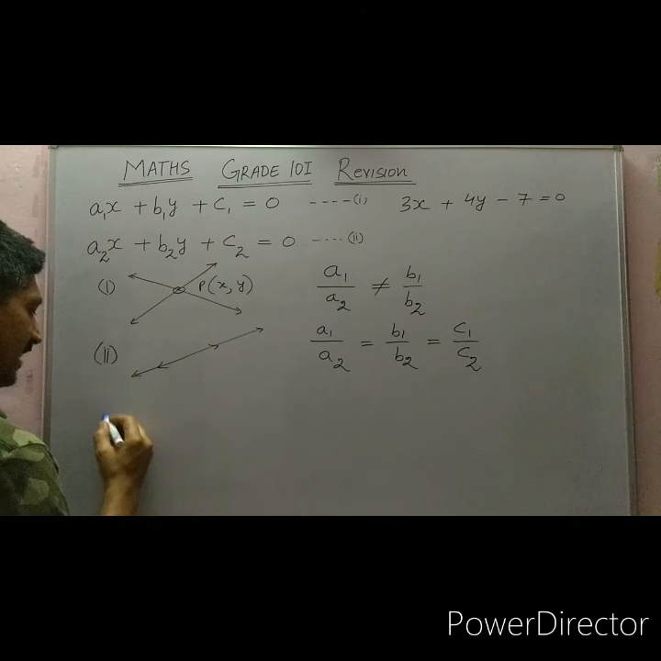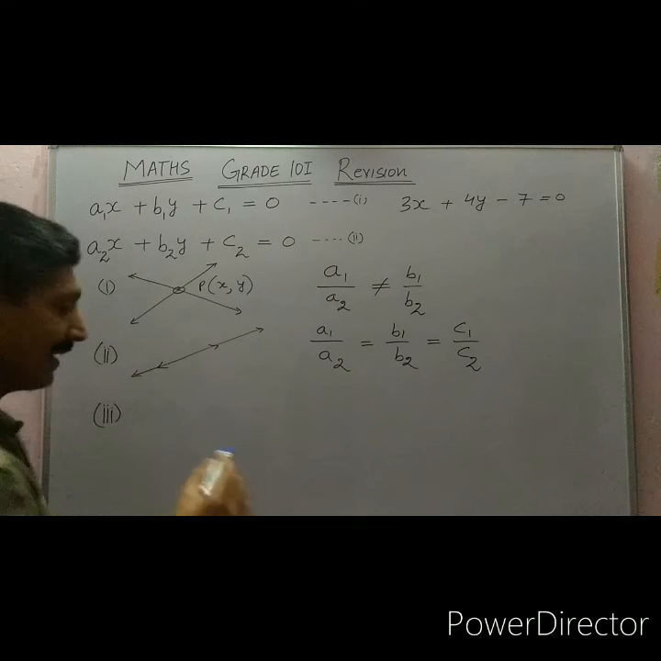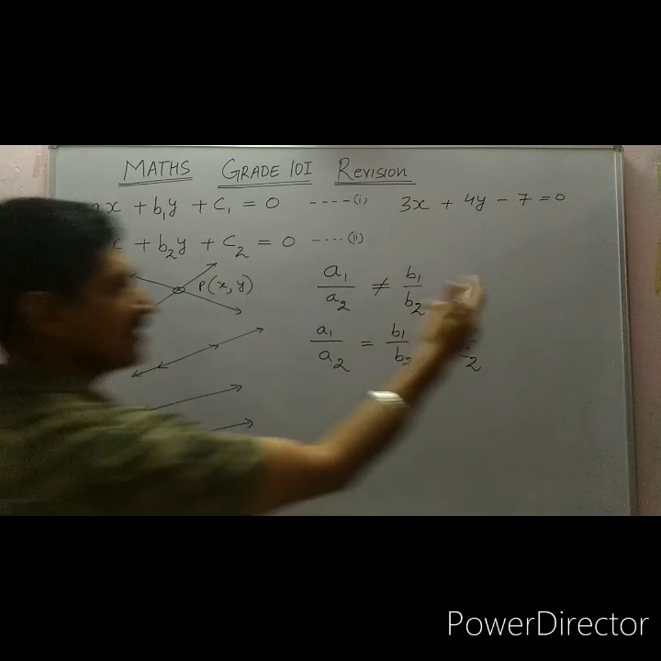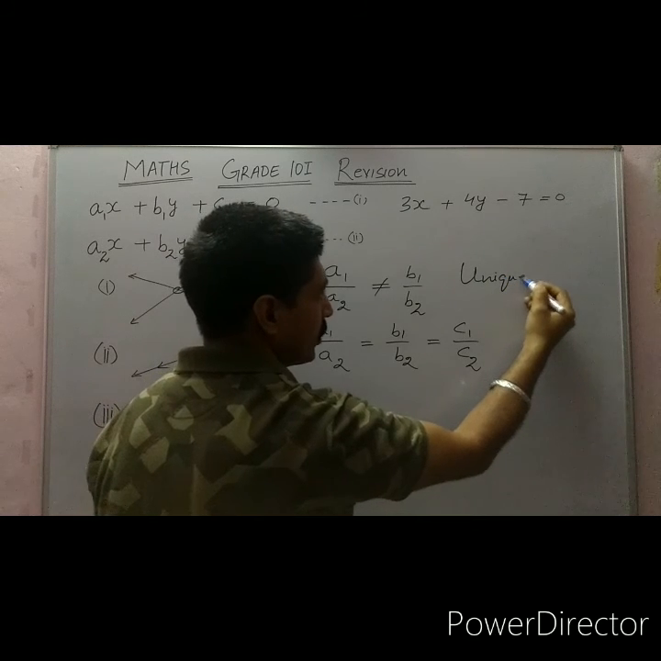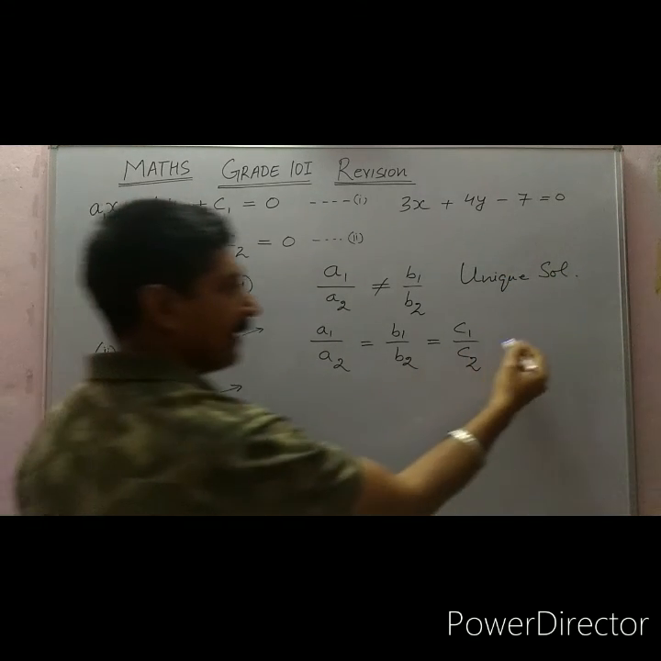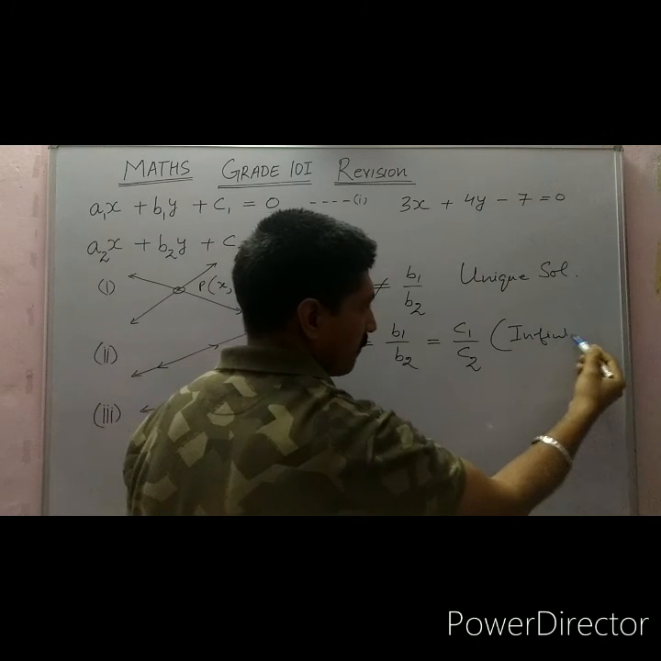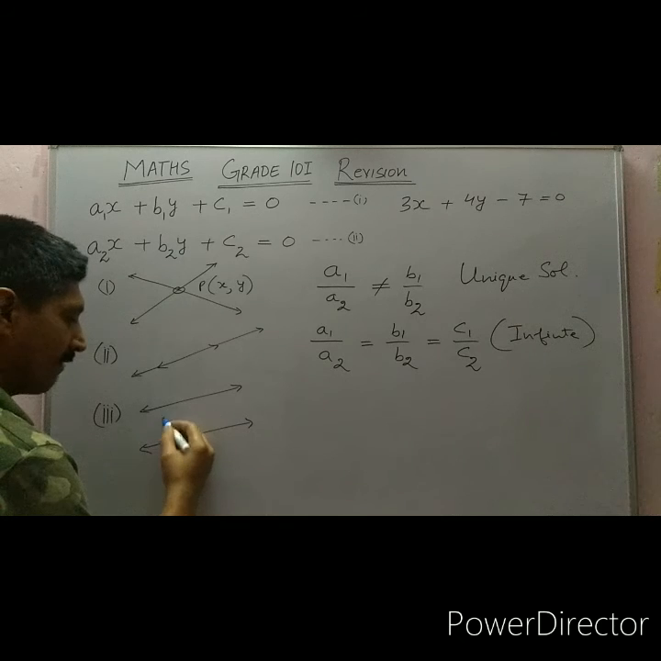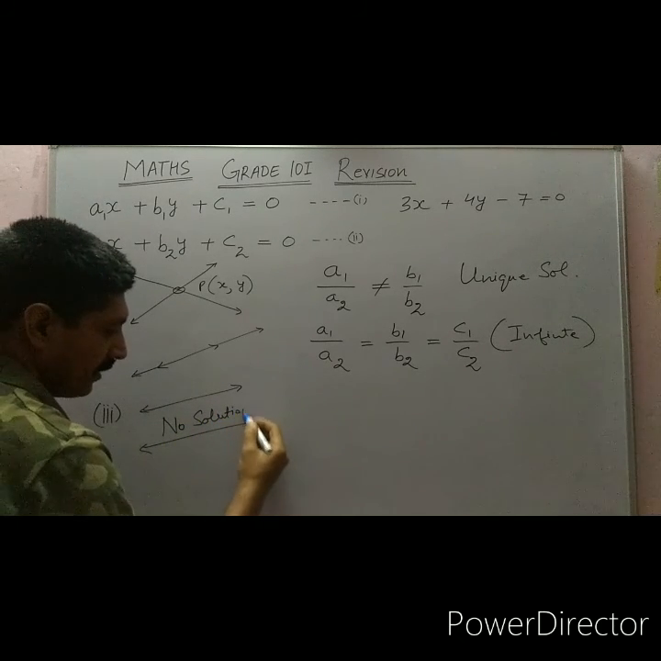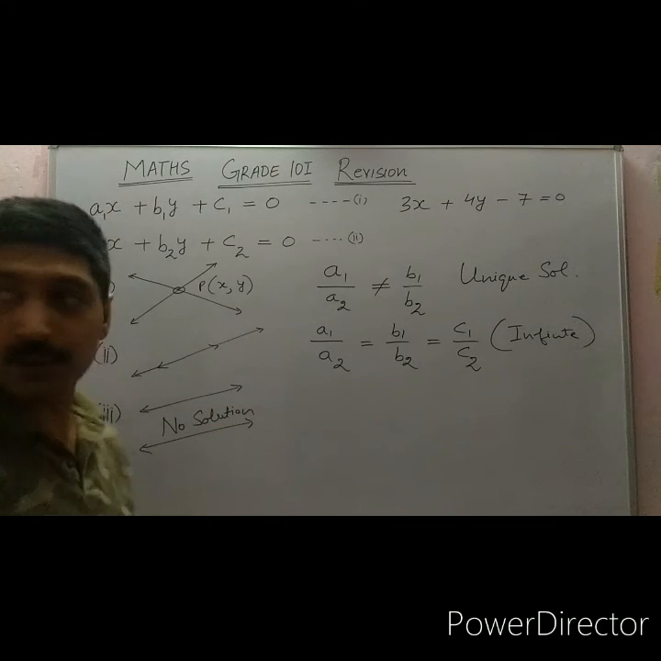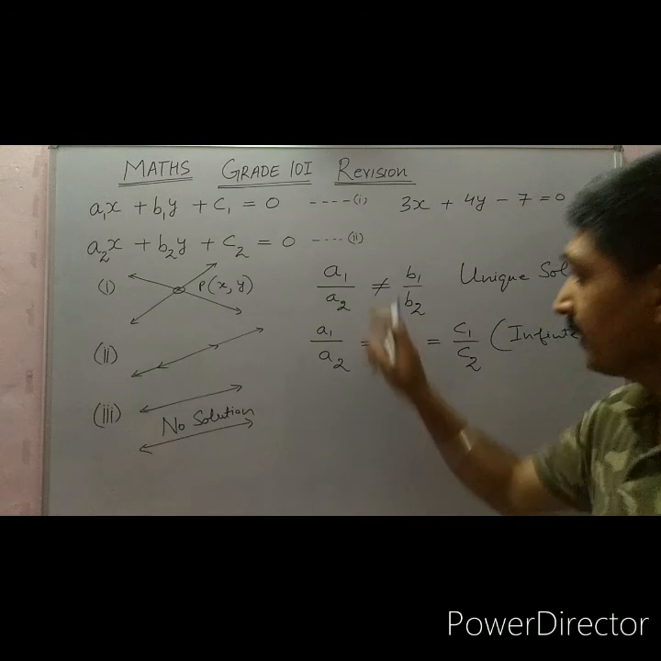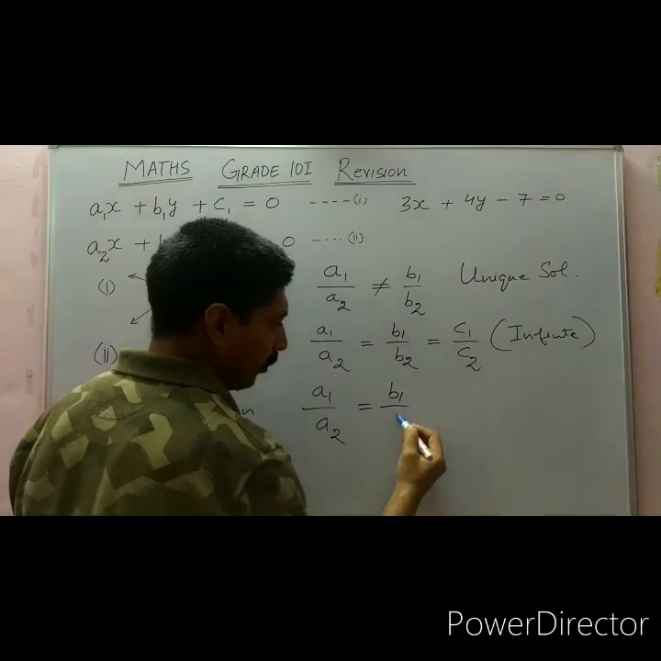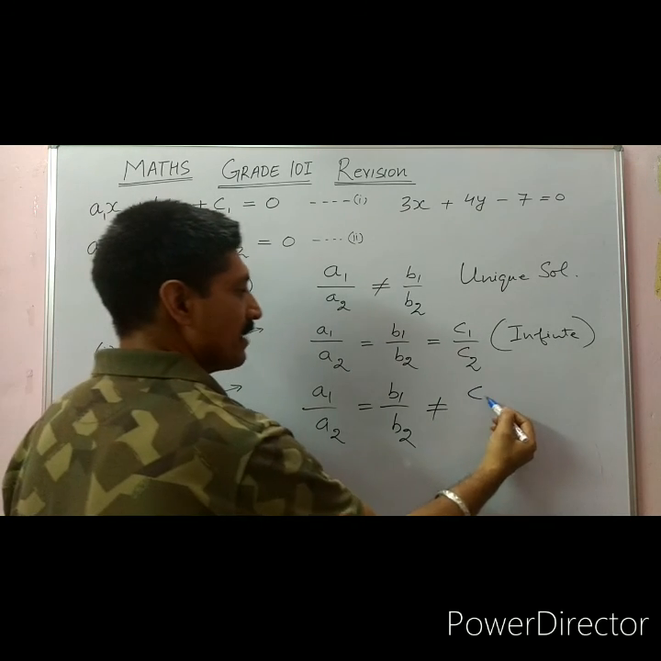And we have the third case, when these two lines are parallel to each other, meaning they have no solution. In the first case we have a unique solution. Here we have infinitely many solutions. And in this case, when two lines are parallel to each other, we have no solution. The condition for no solution is a1 upon a2 is equal to b1 upon b2, which is not equal to c1 upon c2.